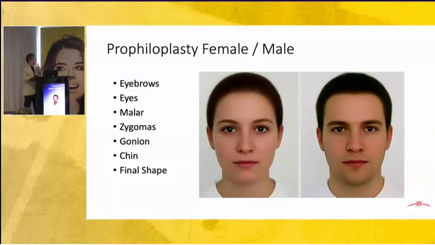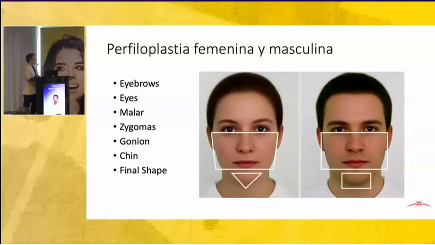The position of the eyebrow is lower and thicker in the male, and higher with a curved position in the female. The eyes are more round in the female, thinner in the male. The malar area has more projection in female. The zygoma width is bigger in male, at the same time in the gonion. And the chin is more square shaped in male and triangular in female. The final shape is a trapezoid and triangle, and two rectangular on the male.